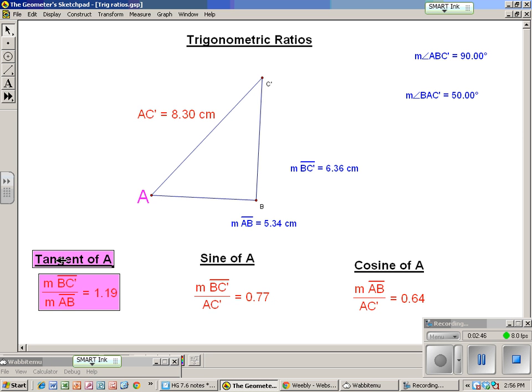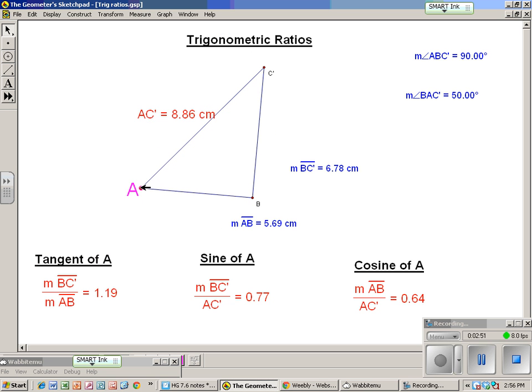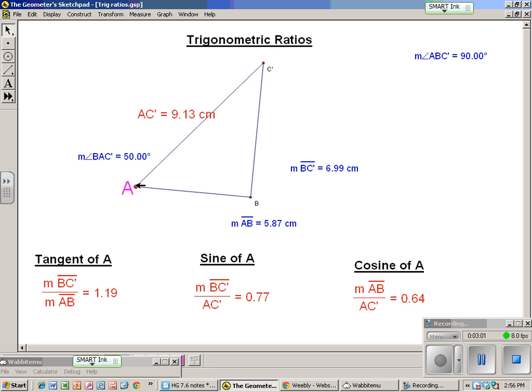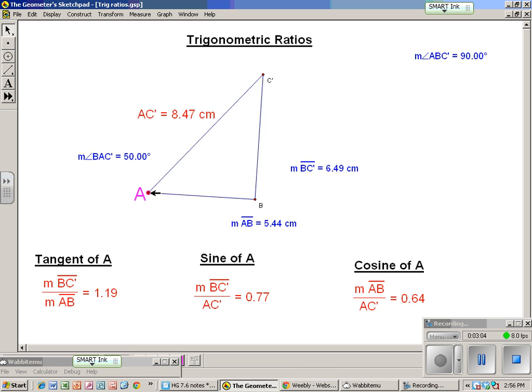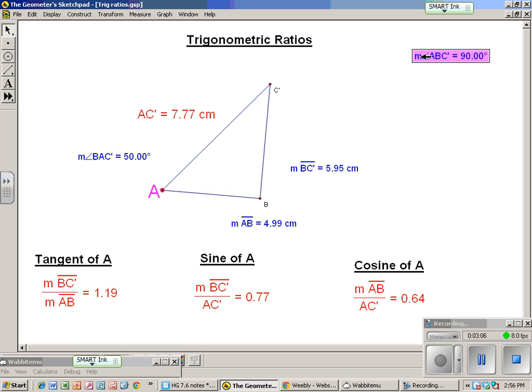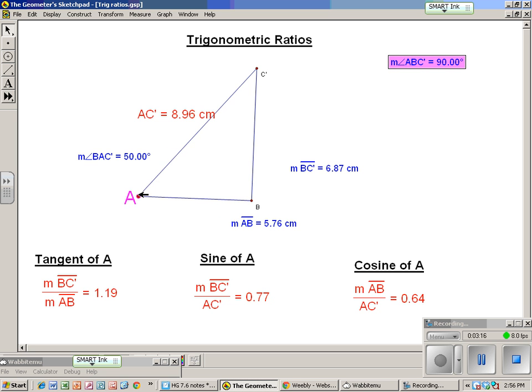It did not matter what size the triangle was. The ratio of those two legs was always the same for that specific angle A. Again, the idea here was that angle A is not changing. It's always 50 degrees, and we always have a right triangle, with that 90-degree angle at angle B. So if we have a right triangle and we're talking about this specific angle, in this case a 50-degree angle, the ratio of the sides will always be the same.